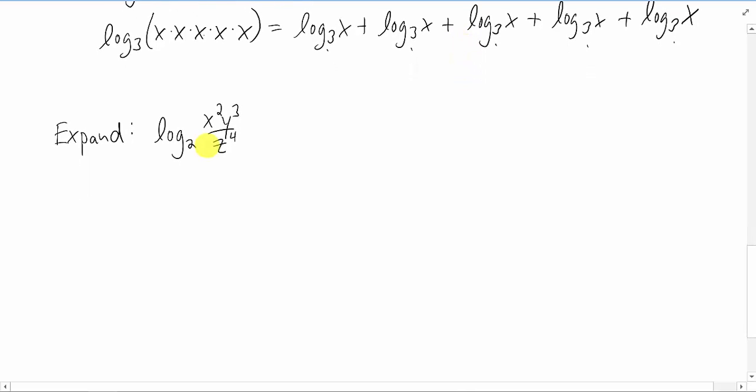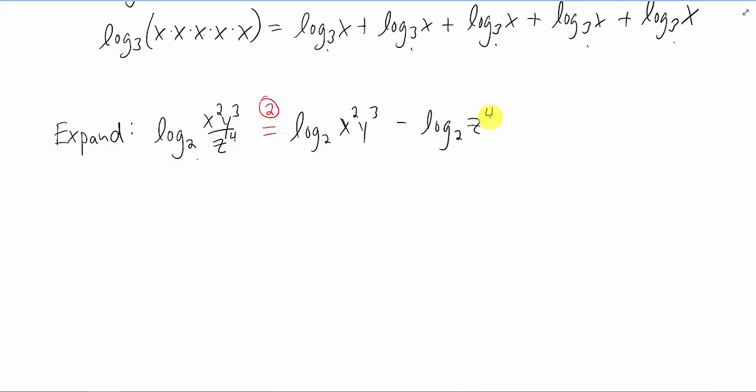Let's expand this logarithm into several pieces. I'm going to do it in more than one step. I'm going to use the second rule above, what we sometimes call the quotient rule for logarithms. I'm going to recognize that we have a quotient inside this logarithm, and whenever we have that, we can split it up into the difference of two logarithms.